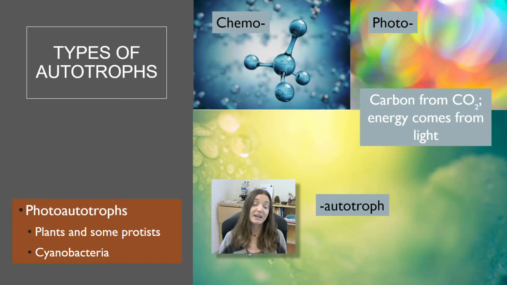Okay, so photoautotrophs are the most common. So plants, some protists, and cyanobacteria would be part of this group of photoautotrophs.